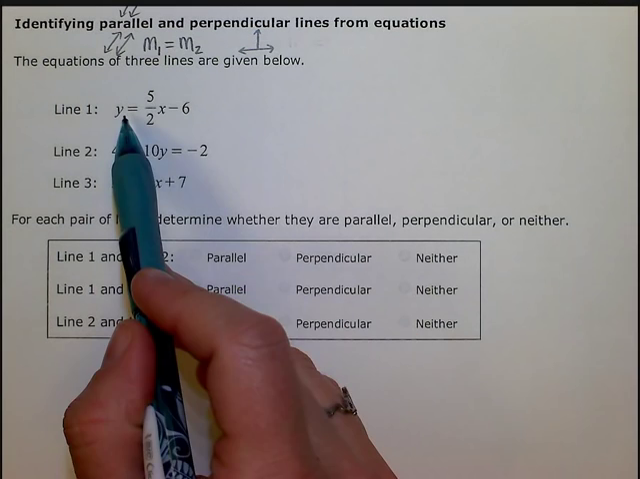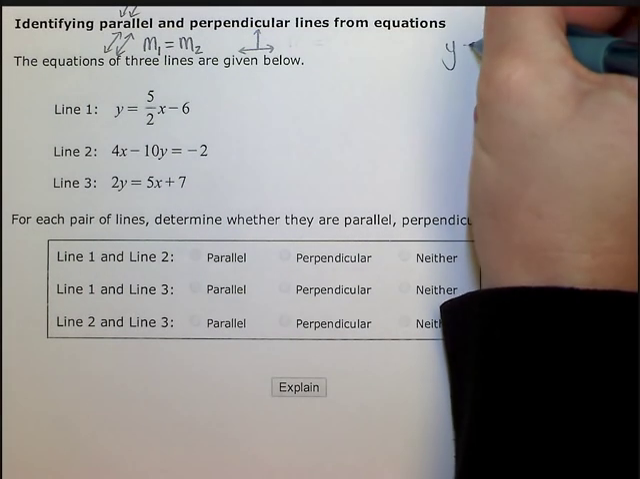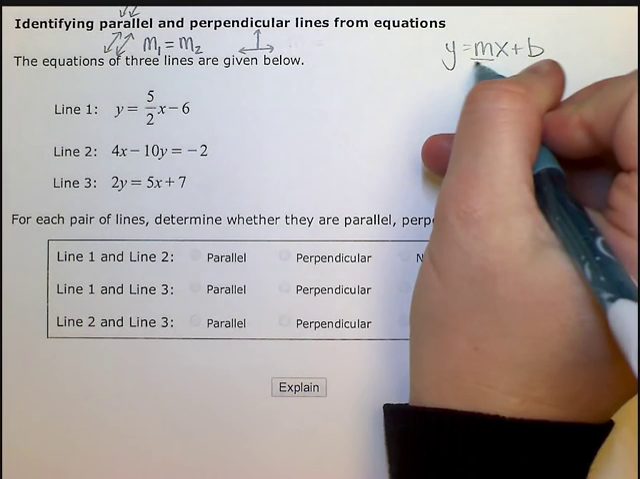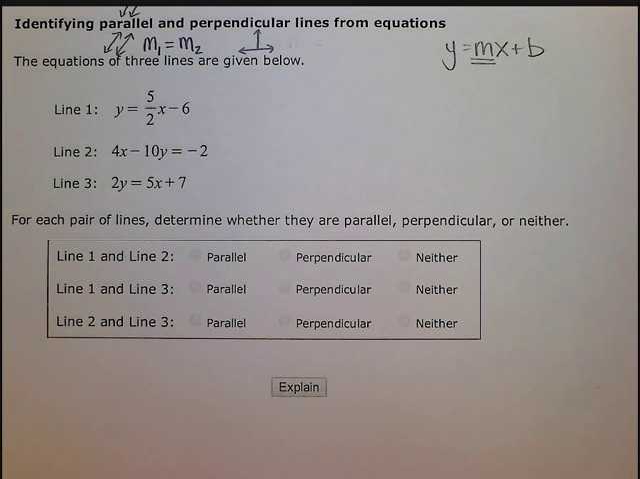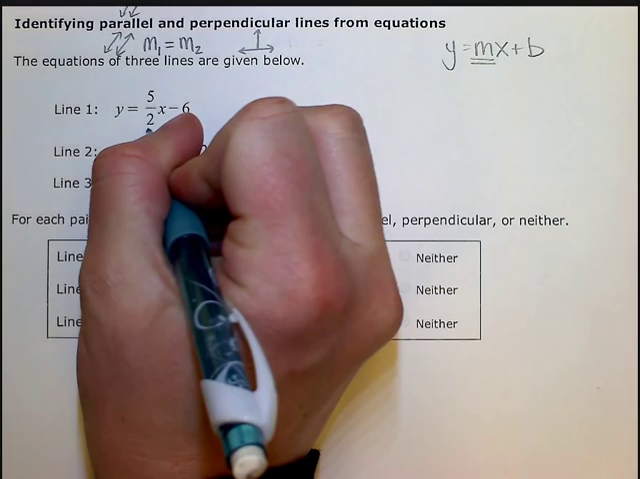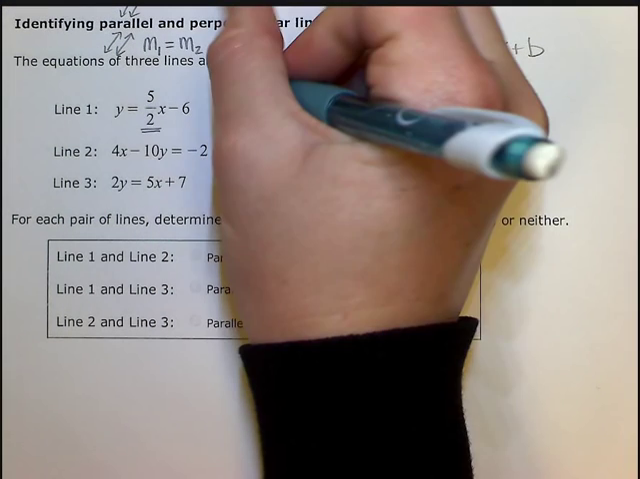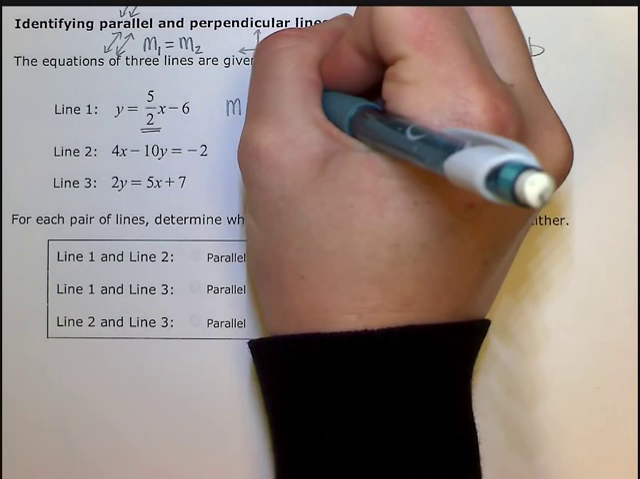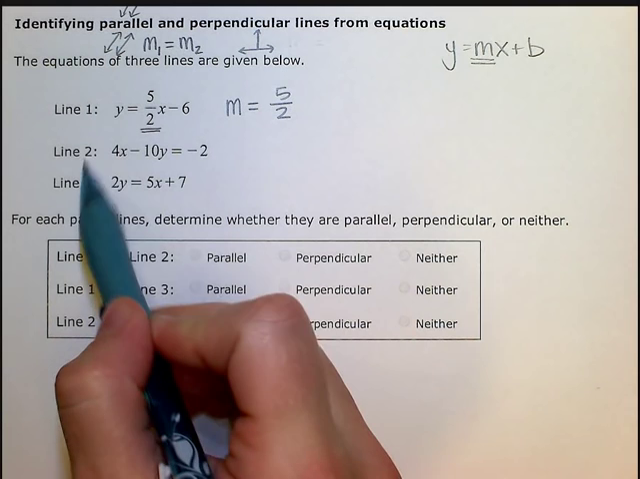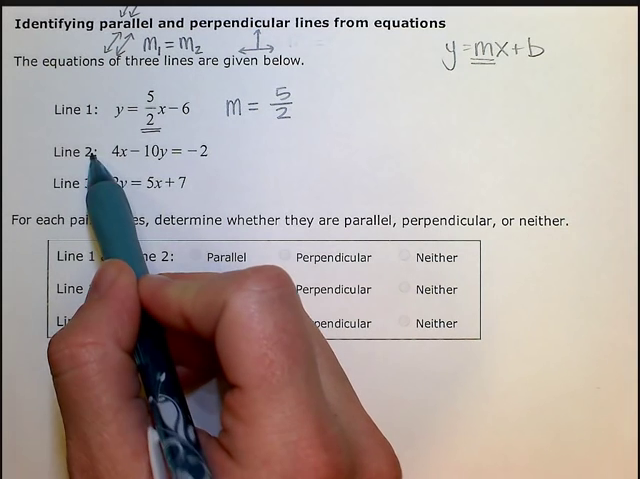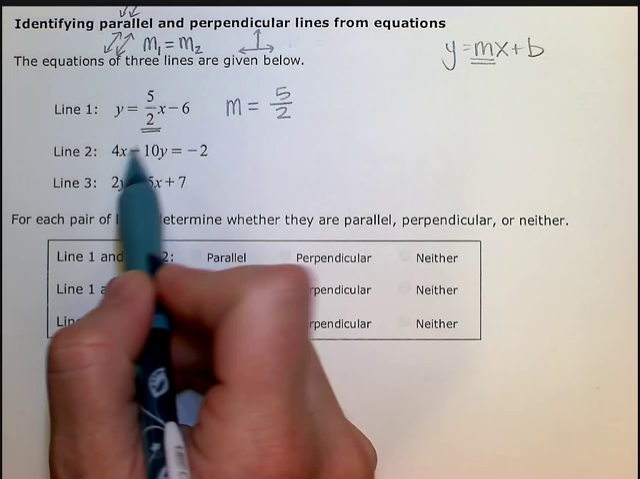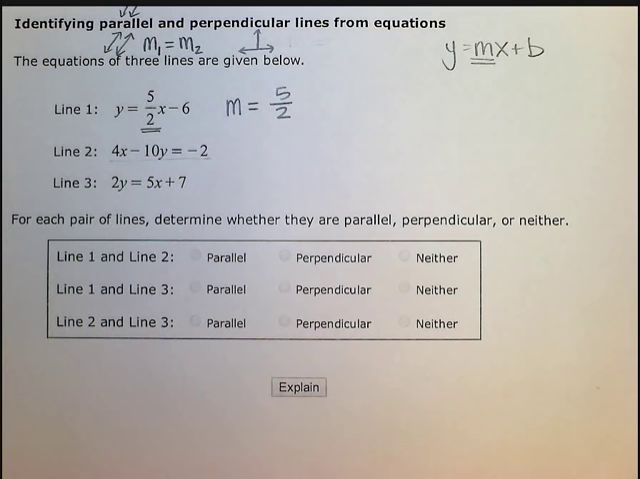Now, I like to think about these lines in y equals mx plus b form, or slope-intercept form, because then I can see the slope right in the equation. So I can see that line 1 is already in y equals mx plus b form. So I can see my slope right away. There it is. The slope in line 1 is 5 halves. That's all I need to know for line 1. So what I want to do is see if I have the same slope in lines 2 or 3, or the opposite reciprocal.